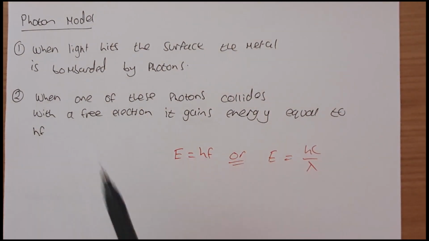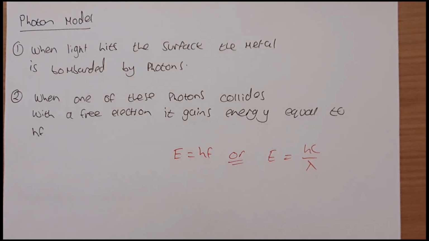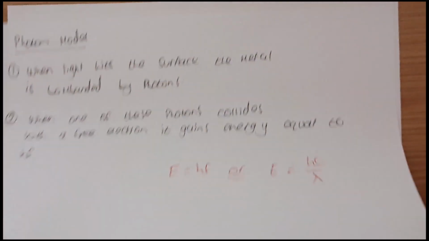Now, what Einstein proposes to us is when light hits the surface of a metal, it's bombarded by photons. So these photons just keep hitting the metal surface. And when one of these photons collides with an electron, it gains energy equal to hf. Now, we've just said it has to be above a certain frequency. So Einstein brings the idea that frequency is going to play a part in photoelectron emission. So that's the photon model.